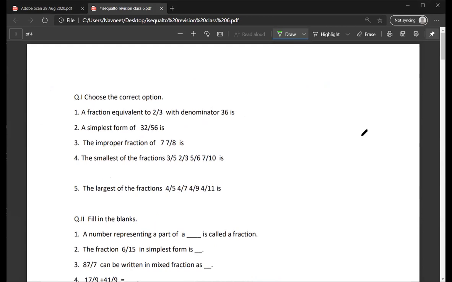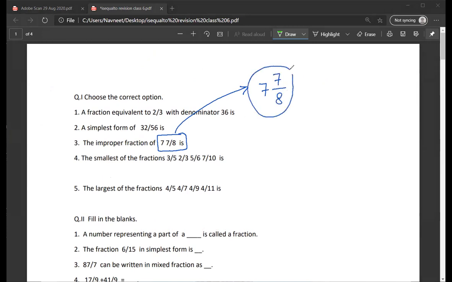Okay. So, Mr. Satya, look at this question: 7 7 by 8. Usually in your book it will be written as 7 7 by 8. Have you seen such? Yes, sir. So this is called a mixed fraction, because there is a number and there is a fraction. Have you understood this? Yes.